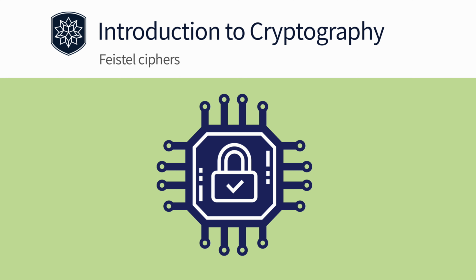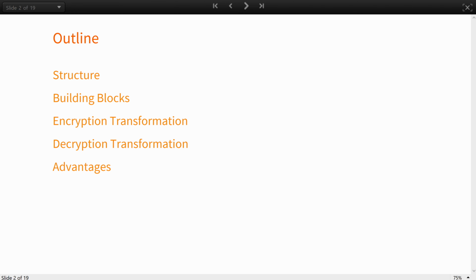Hello everyone! This lesson will cover a type of block cipher design called Feistel scheme. In this lesson, you will learn about the structure and the building blocks of such ciphers, write a Feistel cipher yourself, encrypt and decrypt with it, and learn its advantages compared to substitution permutation networks.